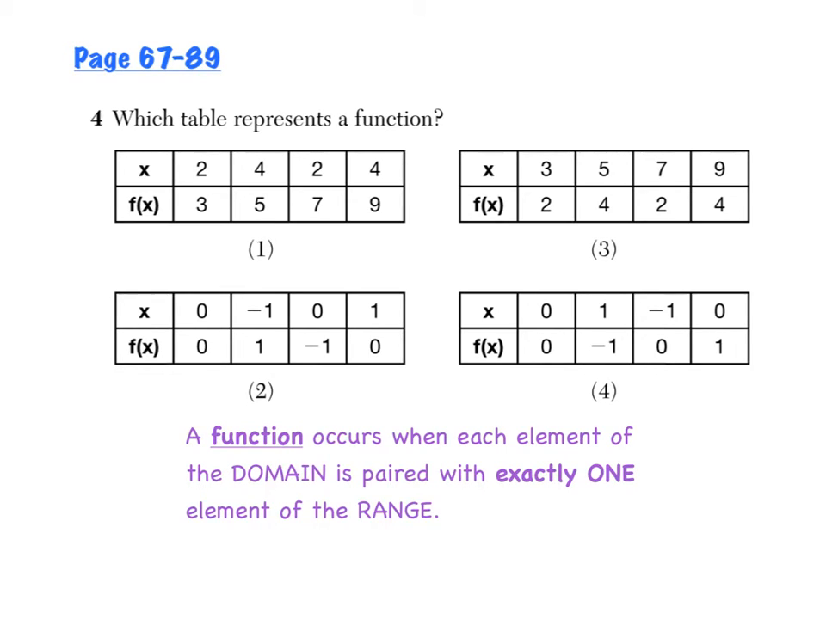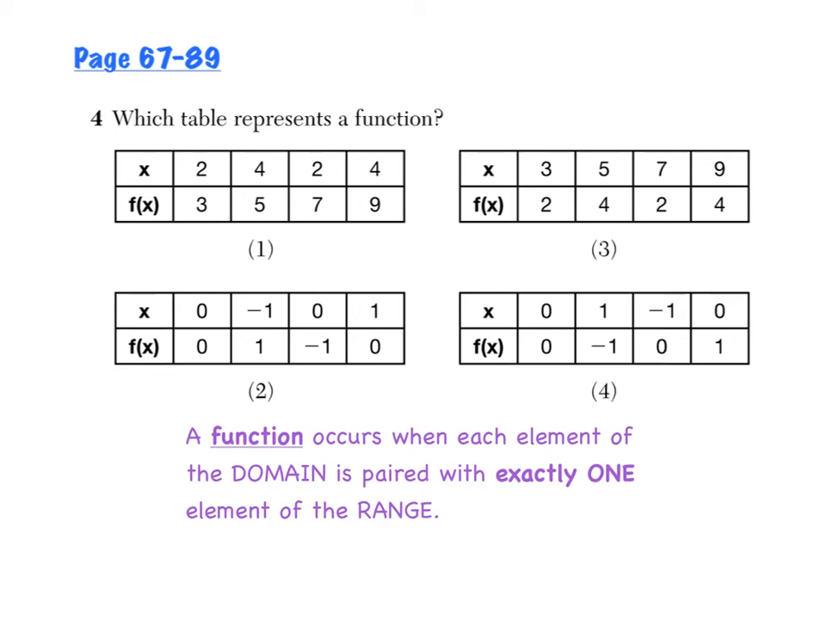What this means is that each x can only be paired with one y. Remember, domain are the x's, range are the y's. And so that means your x values cannot repeat with a different y value. That's the main thing. So this is something that you definitely learned in 8th grade, and we reviewed it this year. You're usually pretty good at recognizing this.